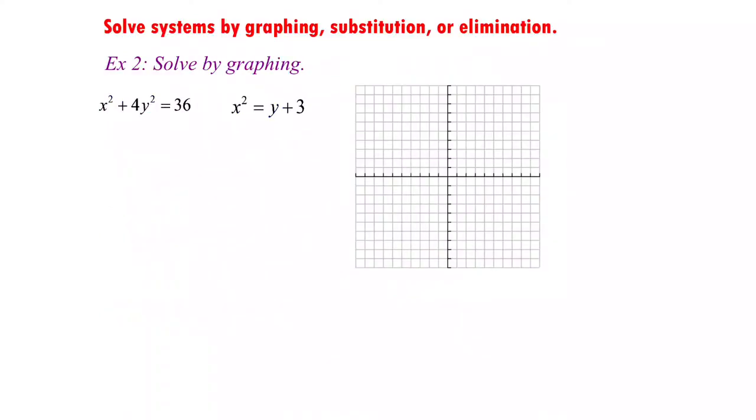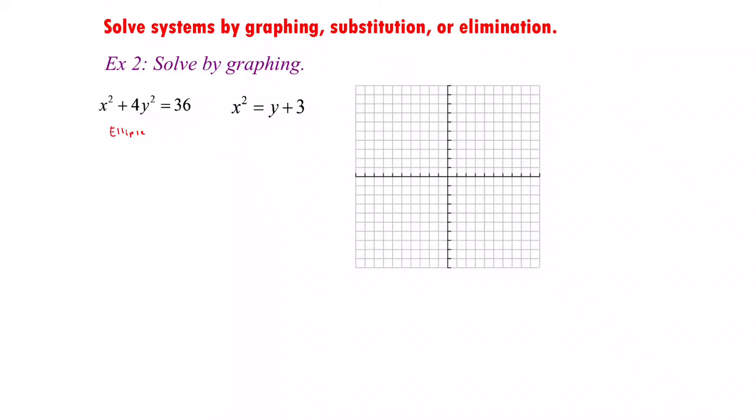The second part of this is being able to solve systems by graphing, substitution, or elimination. Example 2, I'm going to start by showing you by graphing just to help you remember in terms of solving systems. We're looking for the intersection of the two. Right now on the first part, we have an ellipse because we have two squared terms that are being added and the coefficients are different.